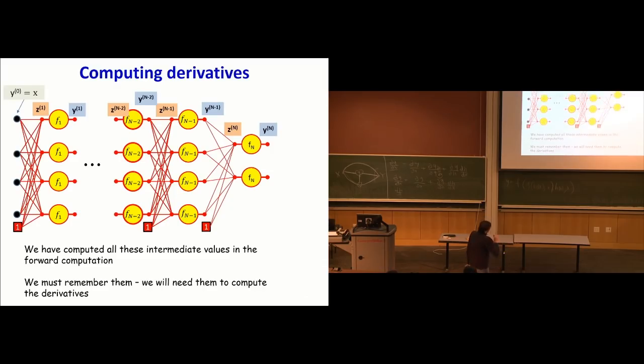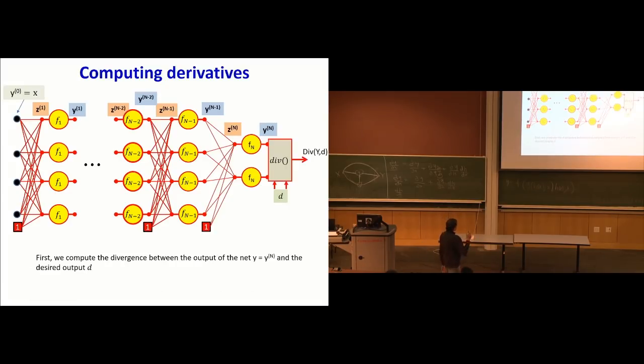So now we know how to compute the outputs given the input. In the process, we would have computed all the intermediate values, all the z's for the hidden neurons, all the y's for the hidden neurons. So in other words, all of these colored boxes have been computed during the forward pass. These are things that we're going to have to remember when we want to compute the derivatives of the error with respect to the various parameters.